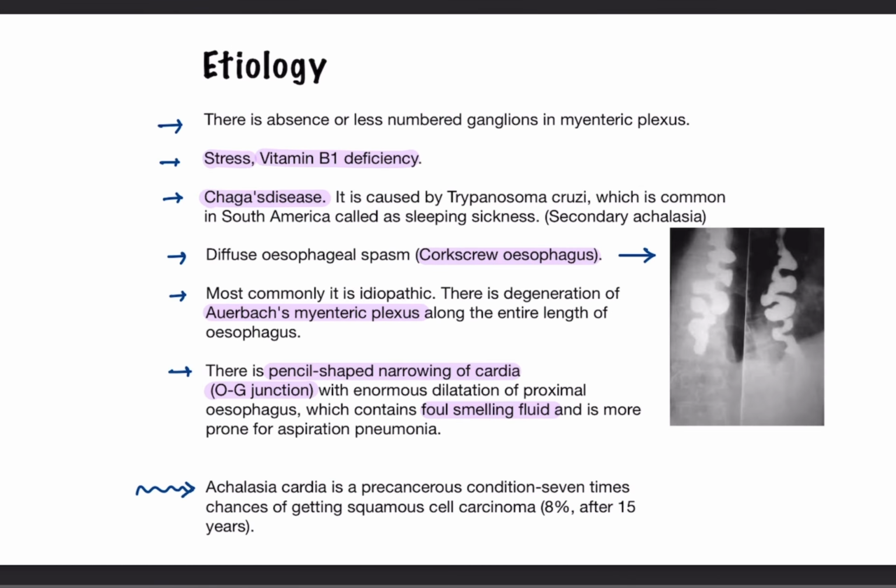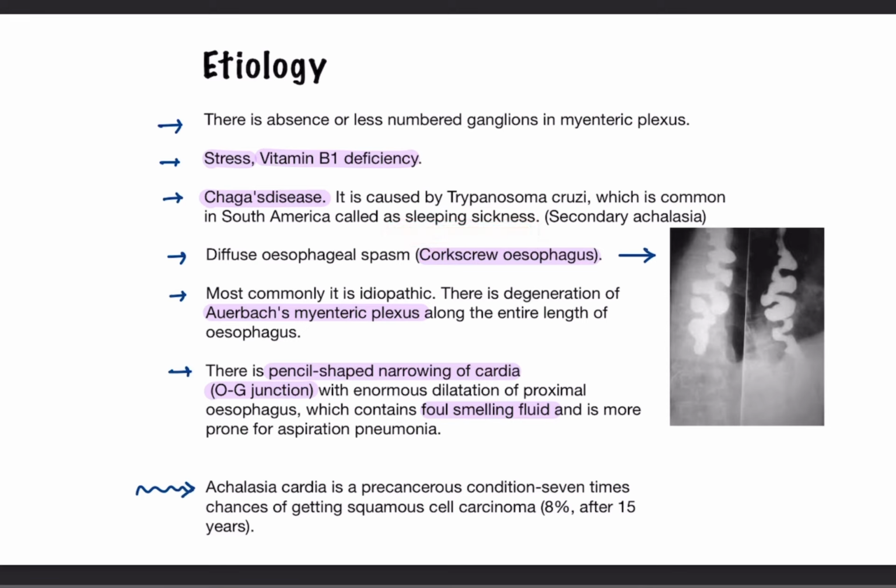Next is etiology. In this, it is always due to absence or lesser number of ganglions in the myenteric plexus. It can be due to stress or vitamin B1 deficiency. It can be secondary to Chagas disease, which is caused by Trypanosoma cruzi and commonly called sleeping sickness.